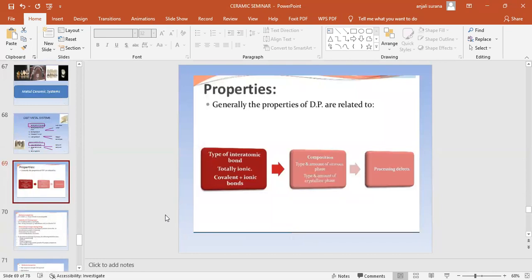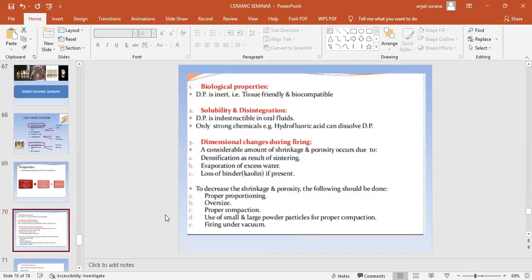Properties of dental porcelain are related to the type of interatomic bond, composition, and processing defects. Biological property: it is inert, that is tissue friendly, biocompatible. Solubility: it is indestructible in oral fluids. Only strong chemicals like hydrofluoric acid can dissolve dental porcelain.